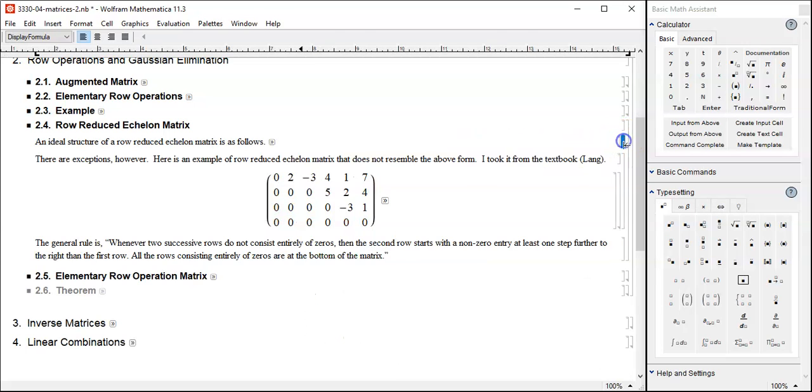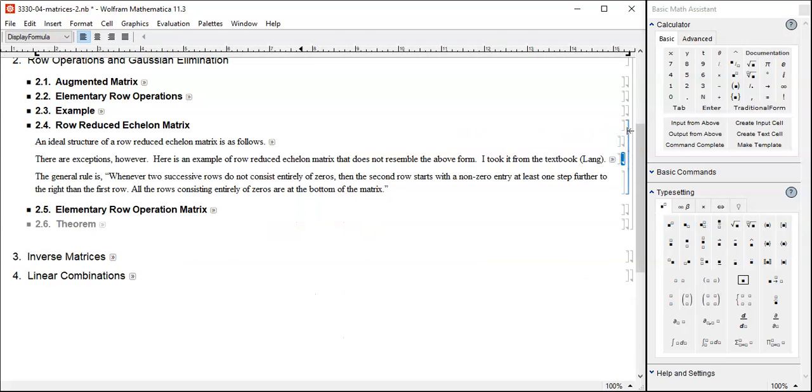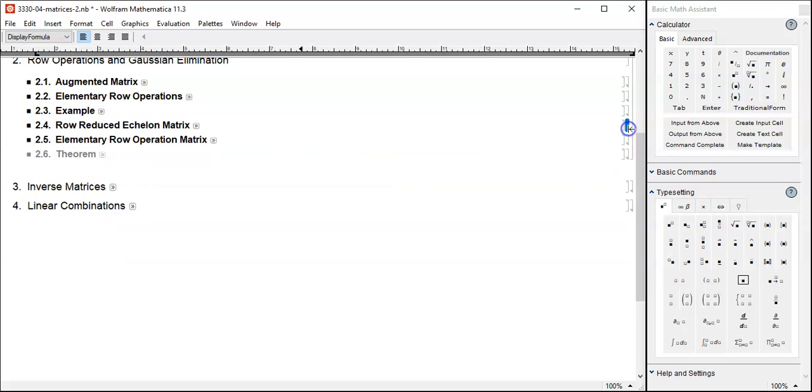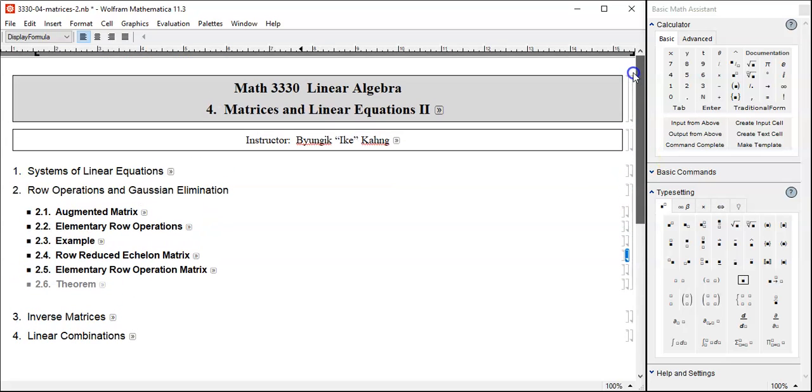But those kind of things can get very deep very quickly, so let's move out of here. And just remember one thing: any matrix can be reduced into a row-reduced echelon matrix by applying appropriate elementary row operations multiple times.